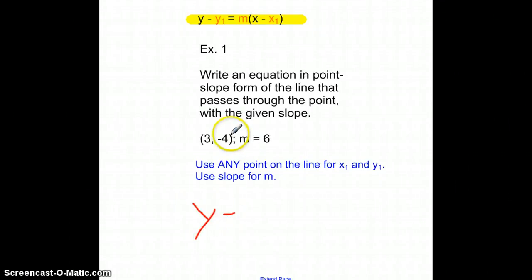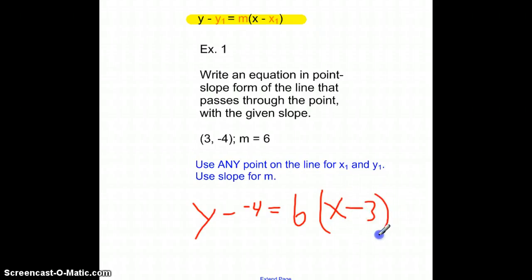Y minus our y value, which is minus 4, equals our slope, which is 6, times the quantity x minus, and our x1 is 3. And that'd be our formula with the one exception. We have minus minus here. Let's change that into a plus. So y plus 4 equals 6 times the quantity x minus 3. That's how we would write this point with this slope. Line goes through this point, has this slope. That's how we'd write it right here, just like that.